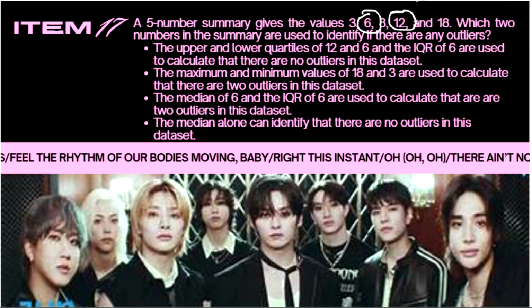So you also need the IQR to find these. So the upper and lower quartiles of 12 and 6 and the IQR of 6 are used to calculate that there are no outliers in this data set. I haven't solved the IQR yet. It's Q3, which is 12, minus Q1, which is 6. So the IQR is also 6. So there's our answer right there.